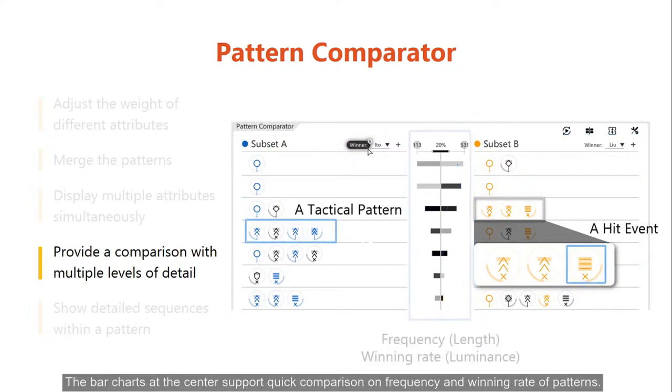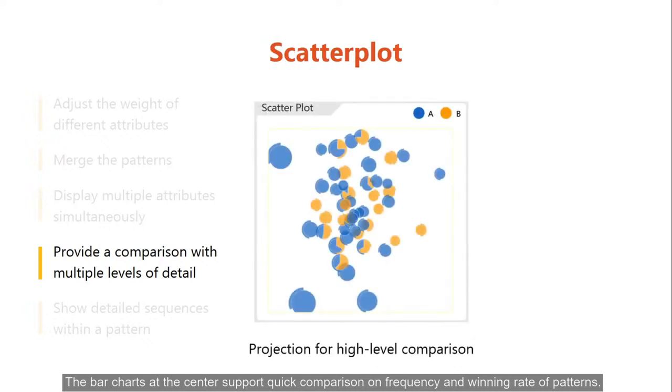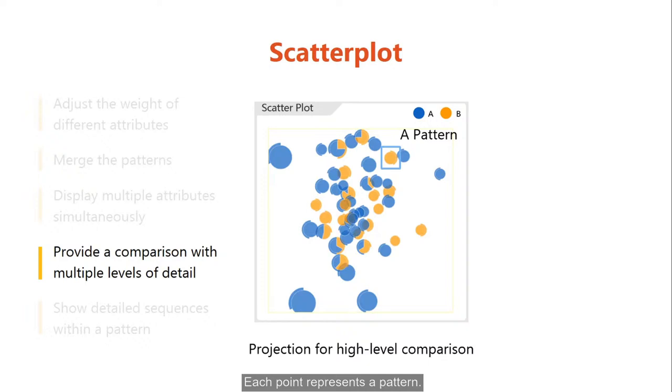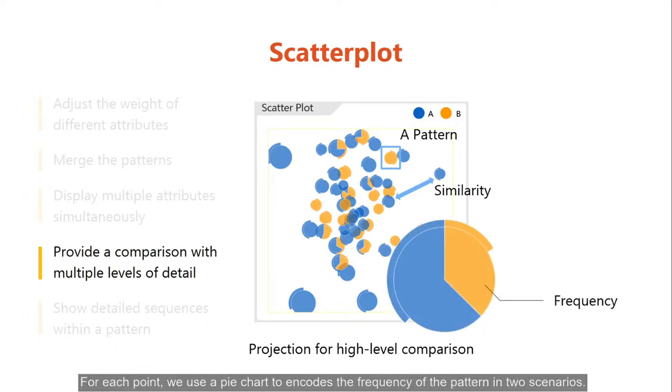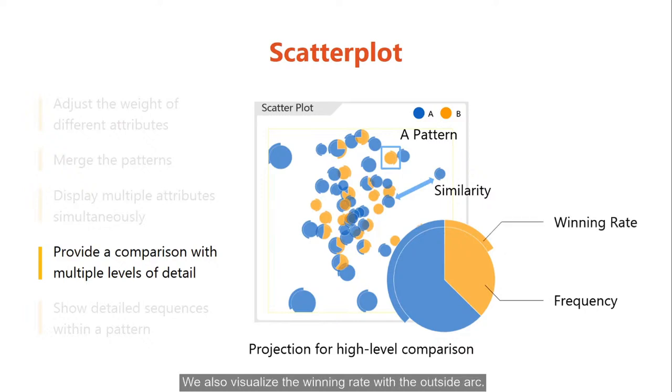The bar charts at the center support quick comparison of frequency and winning rate of patterns. We project patterns in the scatterplot for high-level comparison. Each point represents a pattern. The distance between two patterns encodes the similarity. For each point, we use a pie chart to encode the frequency of the pattern in two scenarios. We also visualize the winning rate with the outside arc.